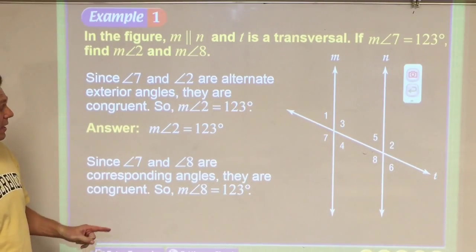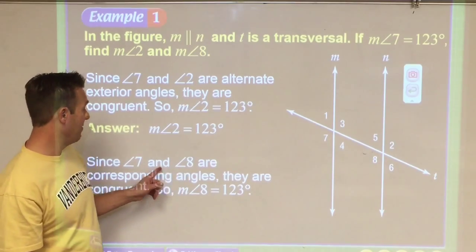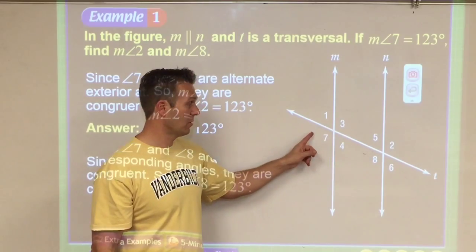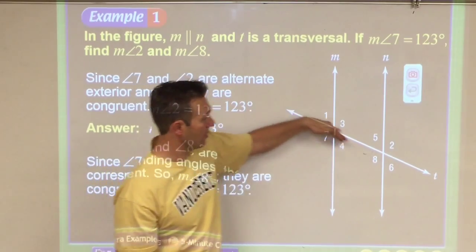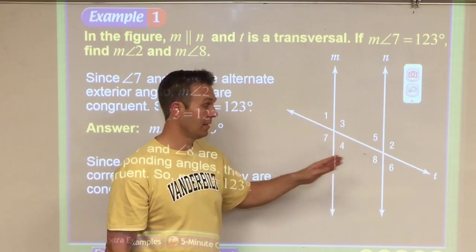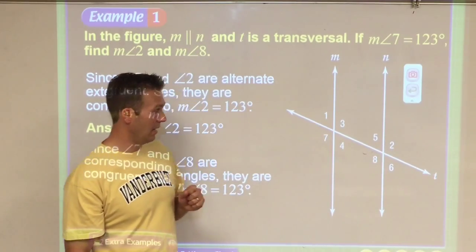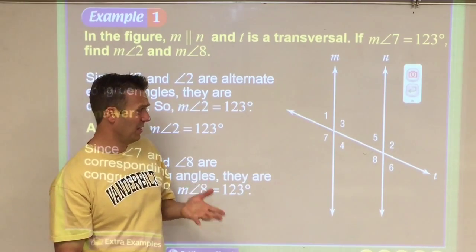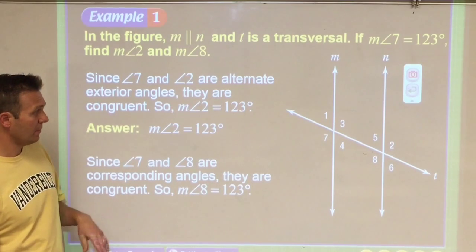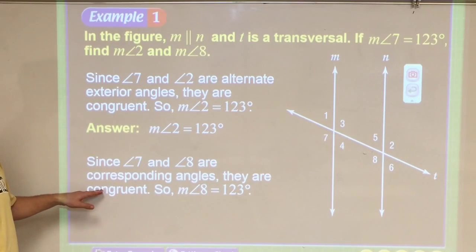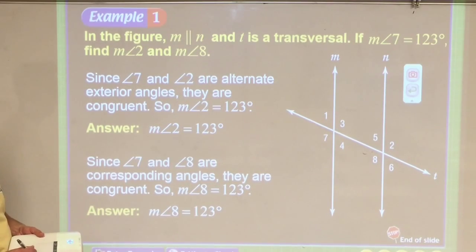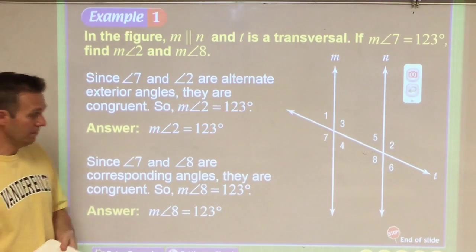But another way that you know what they are is that if 7 is 123 degrees, so is 8, because these are also called corresponding angles. When they're on the same side of the transversal, on the inside, okay, those are called corresponding angles, and they equal each other as well. So 2 ways of figuring out what that answer is: vertical angles or corresponding angles. So angle 8 happens to be 123 degrees too.